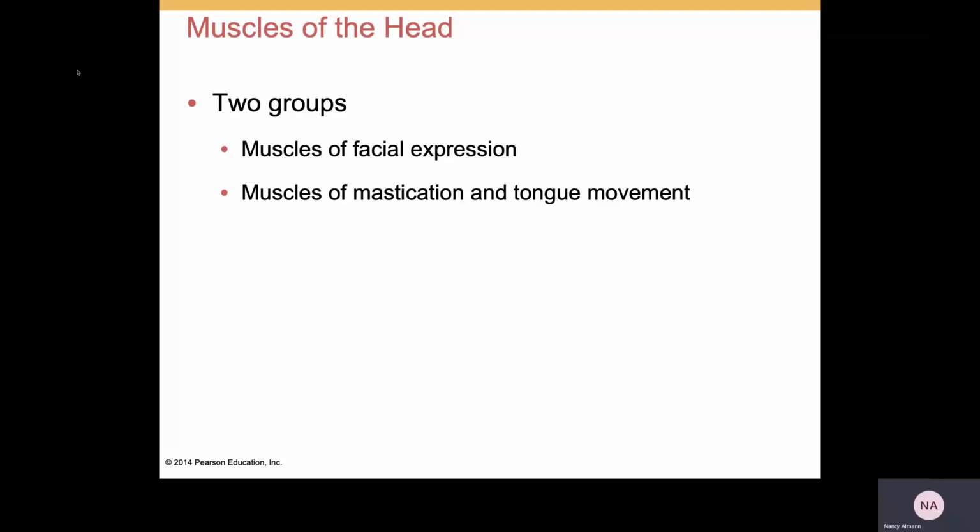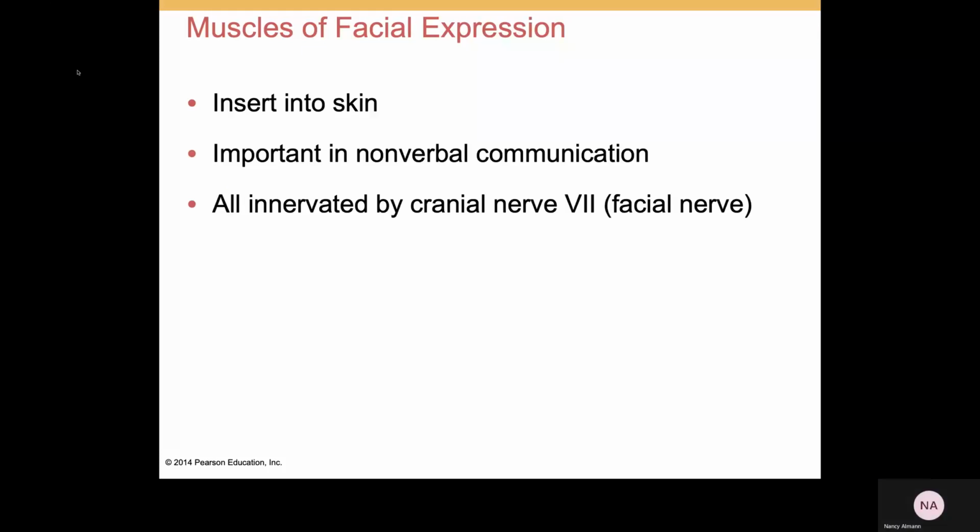In this section, we're going to talk about muscles of the head. We have two groups within that category, muscles of facial expression, as well as muscles of mastication and tongue movement. Mastication is the big fancy word for, yep, you got it, chewing. The facial expression muscles are going to insert into the skin. They're going to be unbelievably important in nonverbal communication, and that has certainly been driven home when people have been wearing masks because of COVID, because you can only see half their face and you cannot see their mouth unless they have one of those plastic shields.